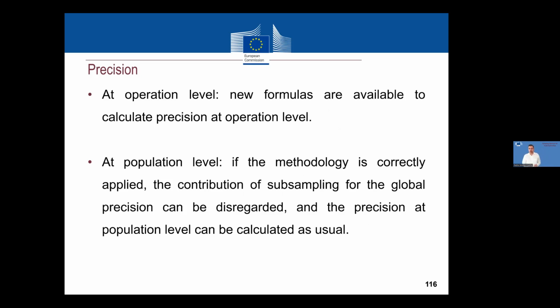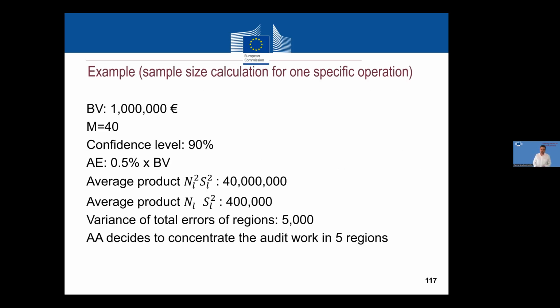In terms of precision, we have some formulas now to calculate precision at operation level. This is important because the application of this methodology is still in the beginning, and we would like to see the level of precision at operation level. But the good thing is that if everything is correctly done, the methodology has again been designed in such a way that the contribution of the subsampling for the global precision is negligible. And this means, again, which is very good news, that you can calculate precision as usual. You can even use the normal templates for precision calculation, feeding in the errors of the operations as if they were the true errors of the operations, although you know that they are not, they are errors that are projected through this chain.